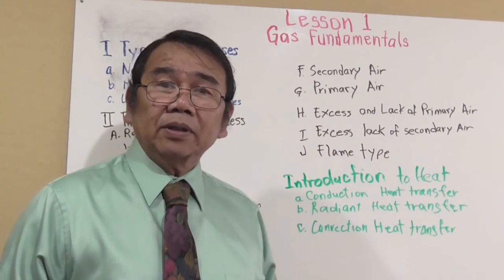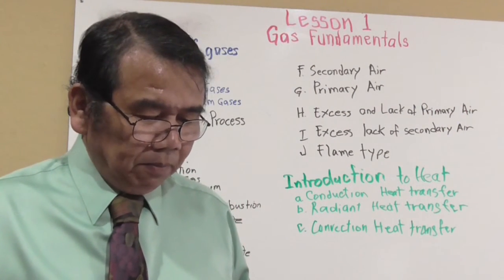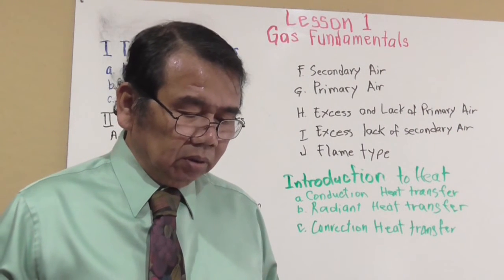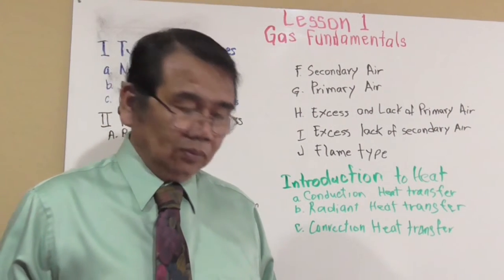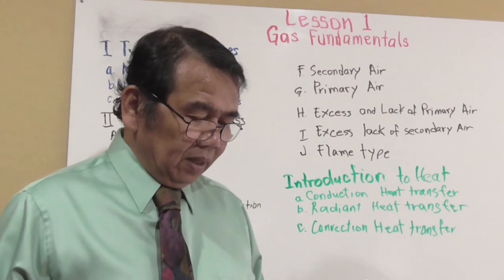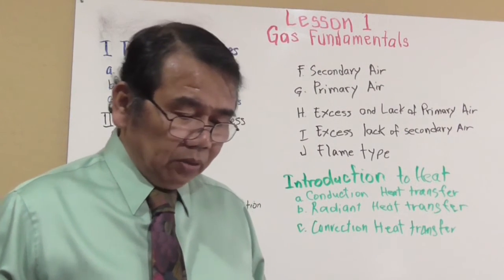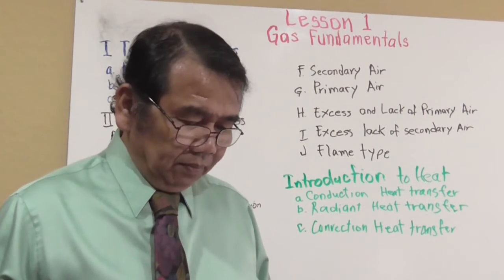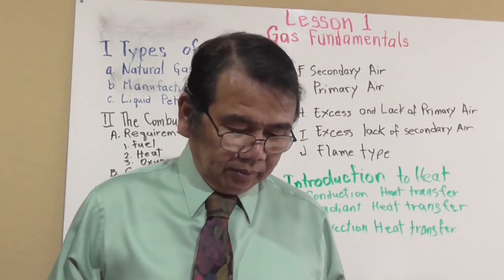And then we have the different types of flames, what we call flame types. You have the parts of the flame: the inner cone, the outer cone, and the outer mantle. And then we have the blue flame and the yellow flame. With a blue flame, both primary and secondary air are properly adjusted. A yellow flame is caused by insufficient primary air or secondary air.